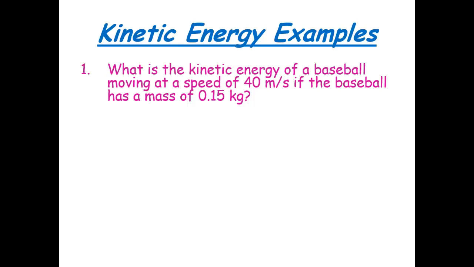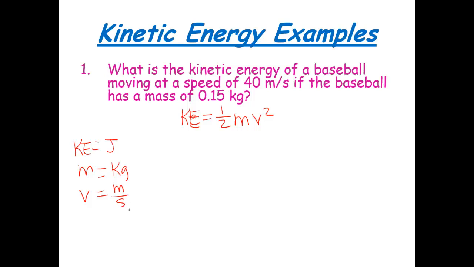What is the kinetic energy of a baseball moving at a speed of 40 meters per second if the baseball has a mass of 0.15 kilograms? Okay, so here's our equation. Kinetic energy equals 1/2 mv squared. Those are your letters. What you're looking for: kinetic energy, I'm looking for joules; m, I'm looking for kilograms; v, I'm looking for meters per second.